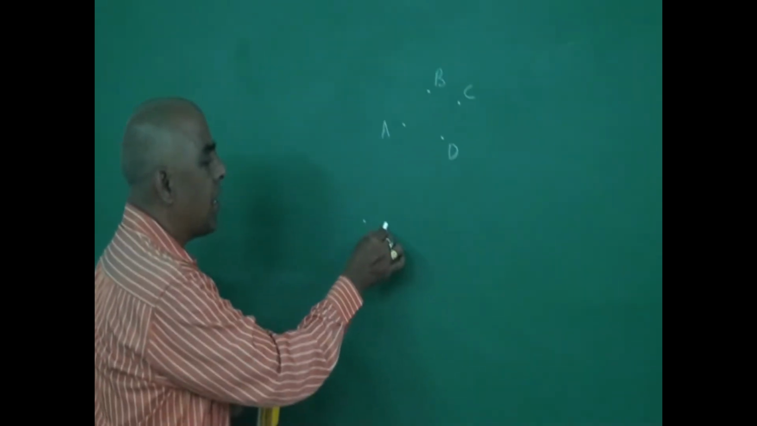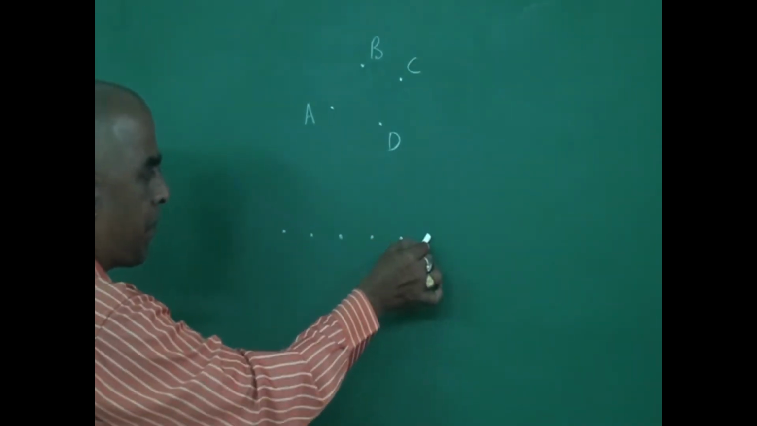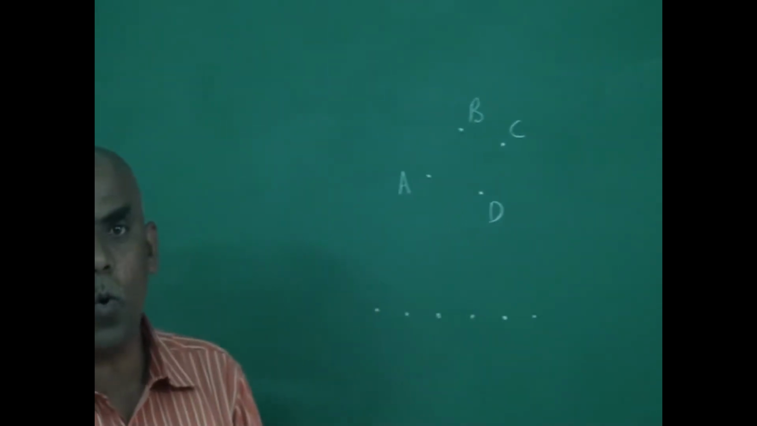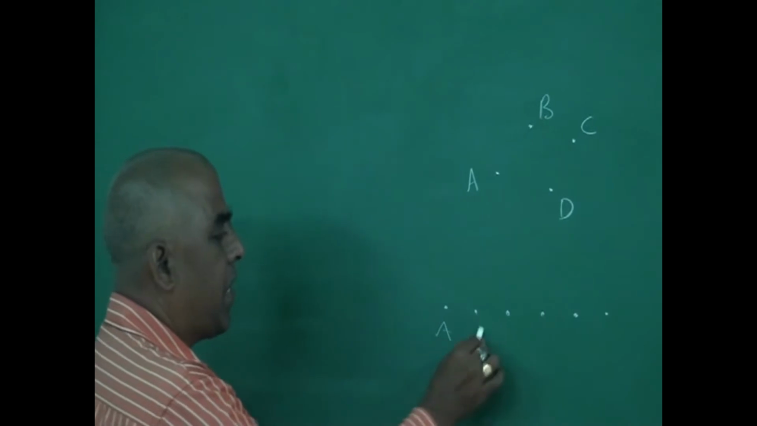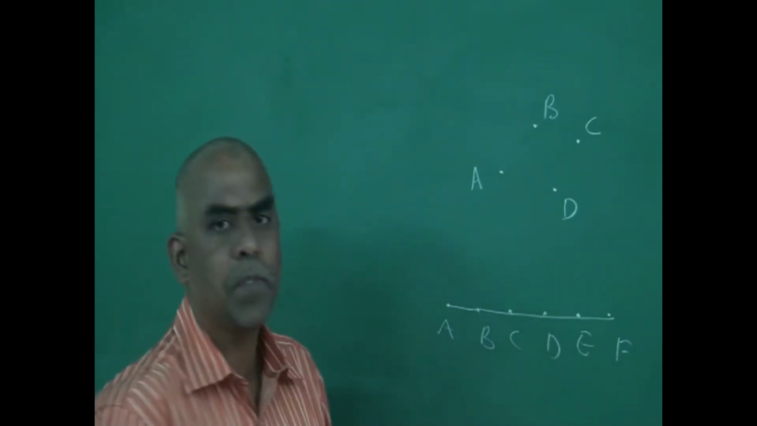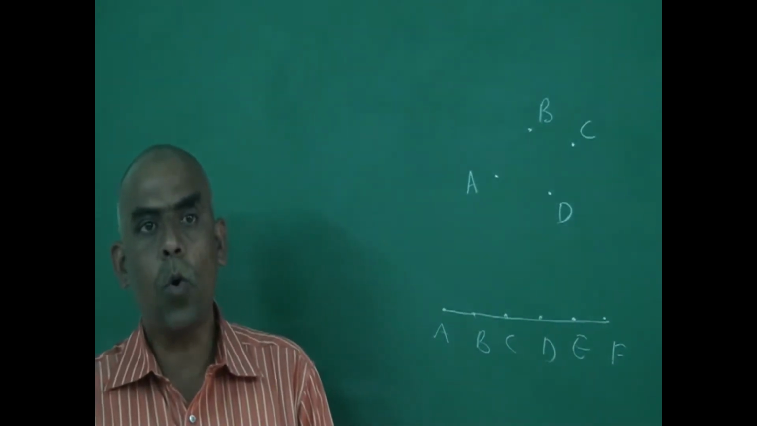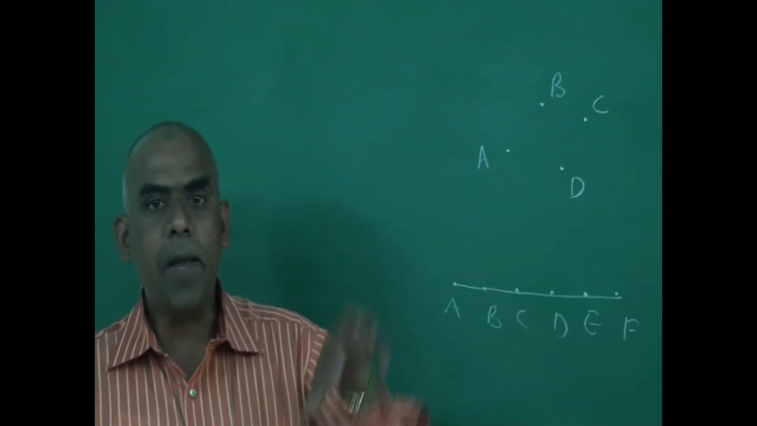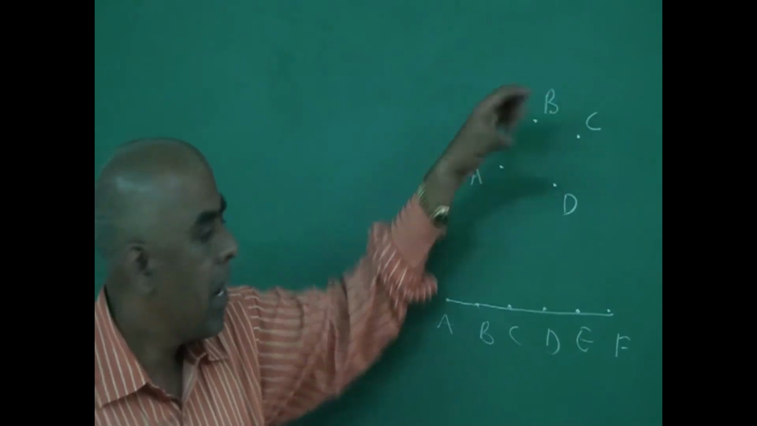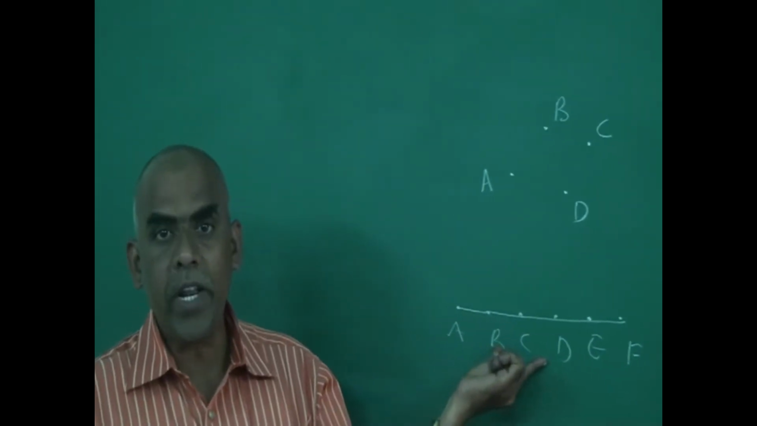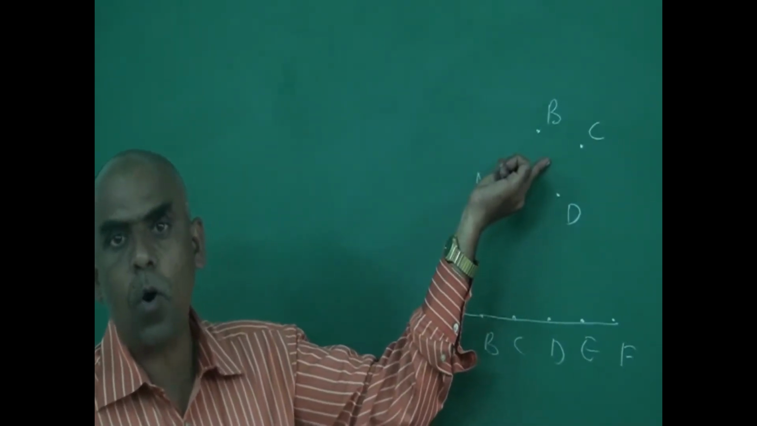If the points lie in the same straight line, they are called collinear points. Points A, B, C, D, E, F can be joined, and automatically they lie in the same straight line. They are called collinear. Coplanar means all points lie in the same plane. If all points lie in the same straight line, they are called collinear points.